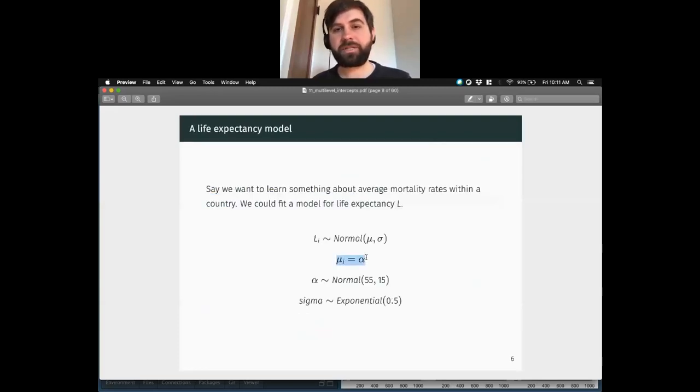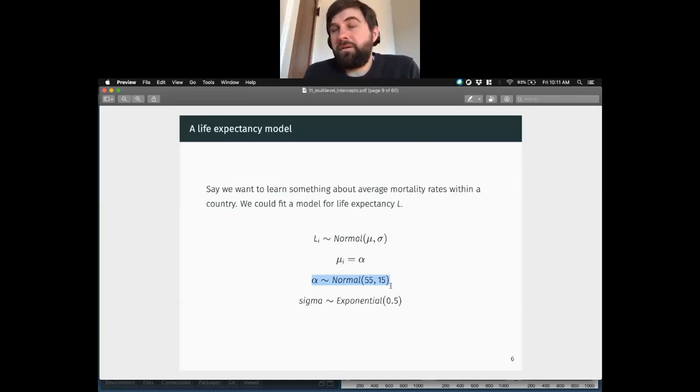I'm going to use a single parameter to start. That's alpha, right? So I'm going to say that a country's mortality is a function of a single intercept alpha. And we're going to let alpha have a normal distribution with a mean of 55 as a prior and a standard deviation of 15. And where did I come up with this?